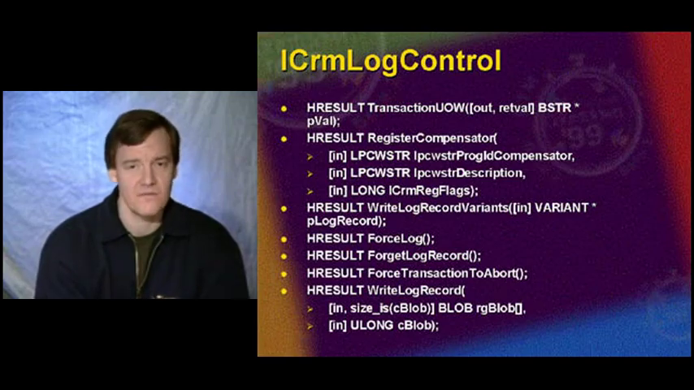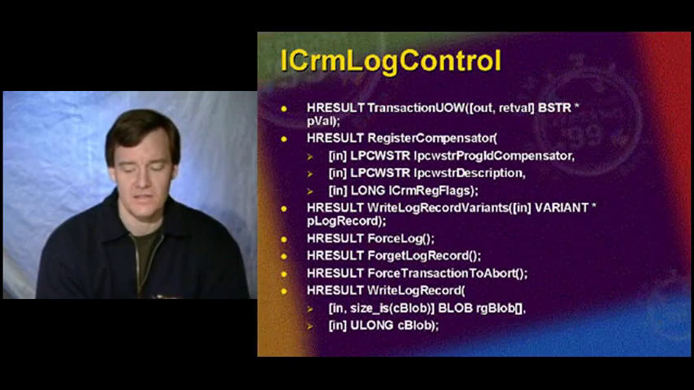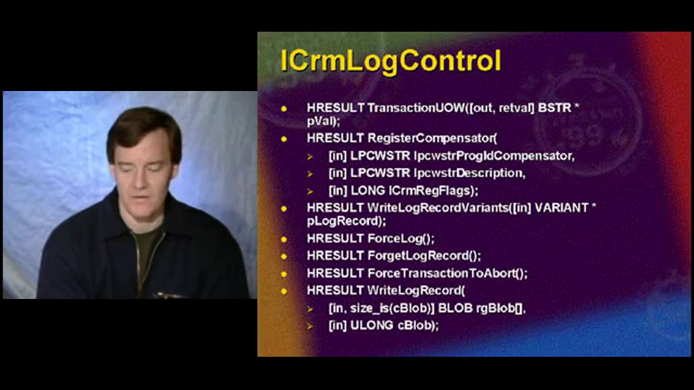We have a method called forget log record, which is in case of errors. You can actually forget the log record that was written. This optimizes some of the recovery scenarios. We have a force transaction to abort method, which initiates an immediate abort on the transaction in case something goes wrong. And then we have write log record, which is the VC version of write log record variants.